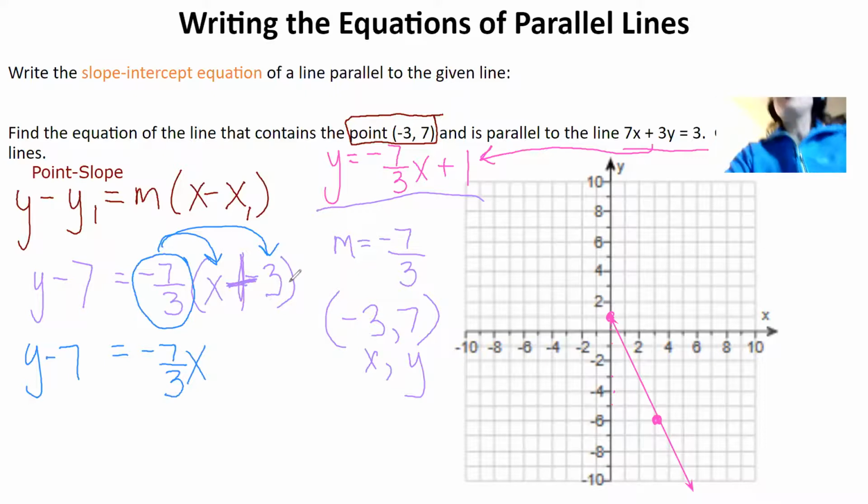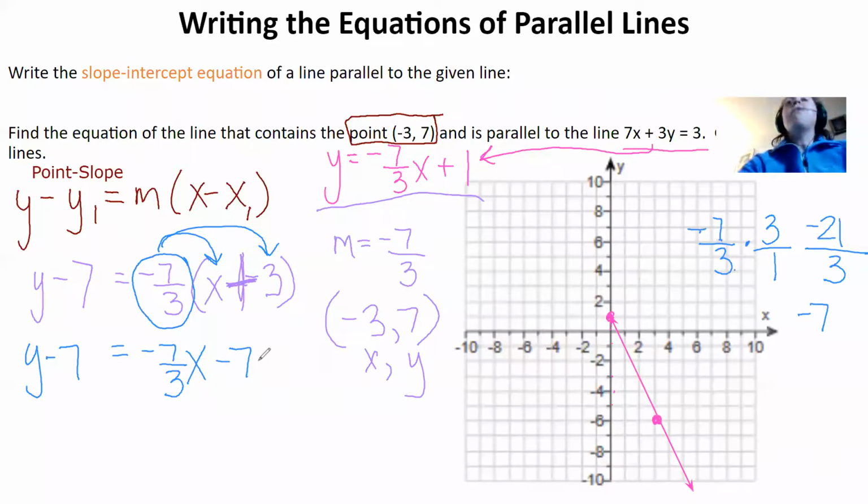-7/3 times 3, I could do that in Desmos, honestly, or I'll just show it over here. -7/3 times 3 is the same as -7/3 times 3/1. -7 times 3 is -21. And 3 times 1 is 3. So -21 divided by 3 is -7.